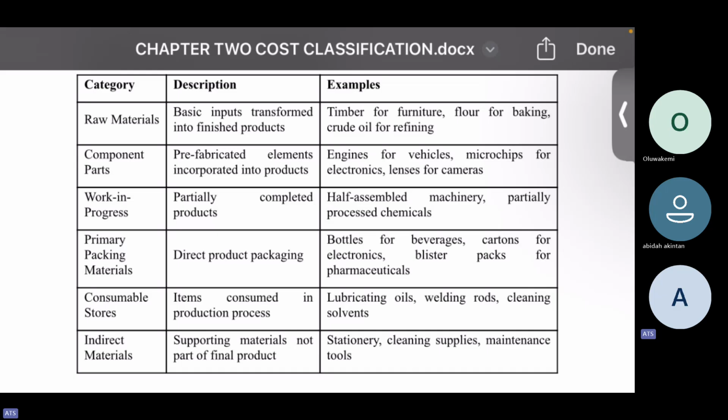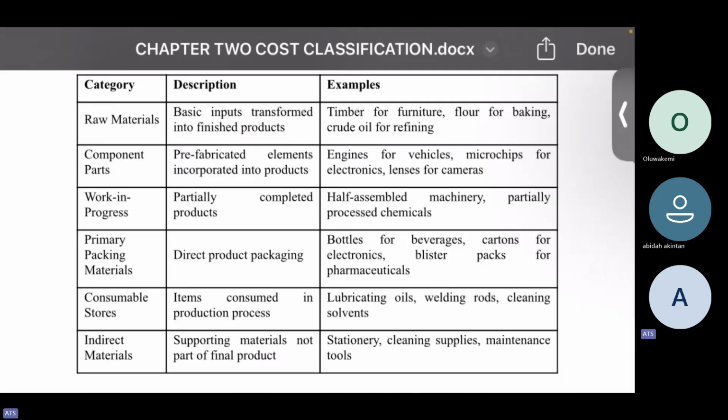So they are just there to hold the product together to make it a whole. Then you have work in progress. Another category of materials is work in progress. These ones are partially completed. You need to refine raw materials to make them finished goods. Work in progress are those raw materials that are not yet finished goods, but some work has been done on them. You cannot classify them as raw materials anymore.